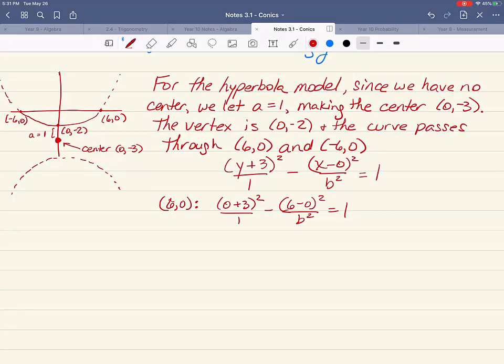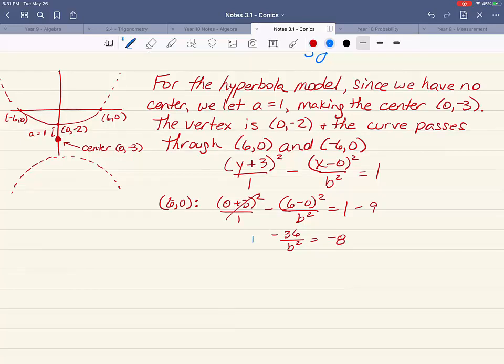Now we need to solve this. 0 plus 3 squared over 1 is 9. We're going to move the 9 to the other side. So this will be negative 36 over b squared equals 1 minus 9. So that'll be negative 8. The easiest way to go from here is to multiply both sides by the b squared to get it off the bottom. So negative 36 equals negative 8b squared. Divide both sides by negative 8, and you end up with 9 over 2.